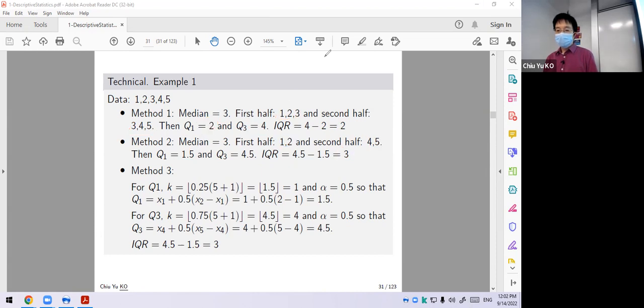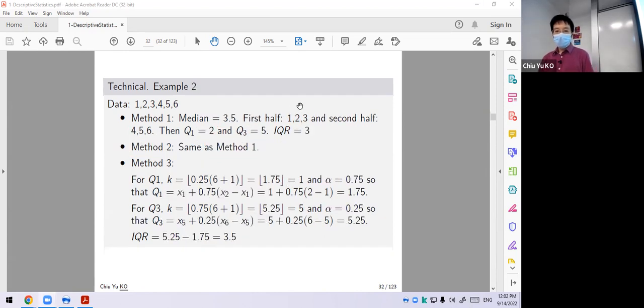And to see the next one, if you have an even number of observations in your data set, in that case, method 1 and 2 make no difference, okay? The reason is you have 6 data points. The median is exactly the average of the third and the fourth, right? Because 6 plus 1 is 7, 7 over 2 is 3.5, and 3.5 means the average of the third and the fourth. So the median is the average of the third and fourth values.